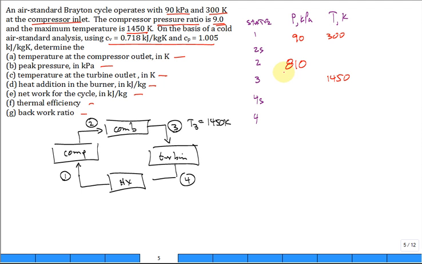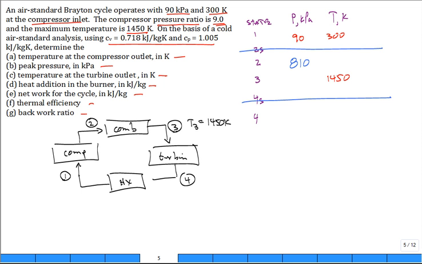810 kPa. And is there a pressure drop? Maybe I should color code this. We had to use our brain to get that one. Okay? And there's no state 4S, so we'll just skip that one. 2S and 4S. So now what about pressure at 3?